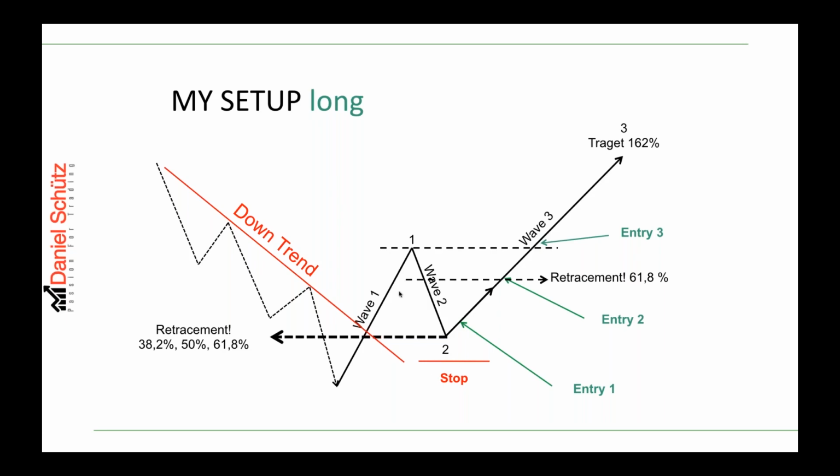below the low of wave 2, or if you want to give the market a little bit more space to move, then you can set your stop level below the low of wave 1, because we know that's one of the rules of Elliott Waves. If the market goes below the low of wave 1, then the count is no longer valid.